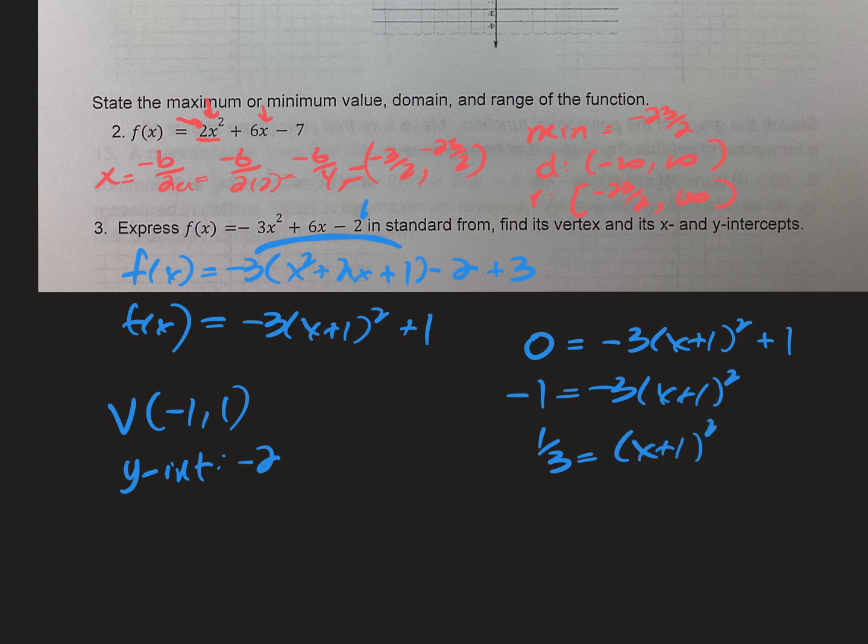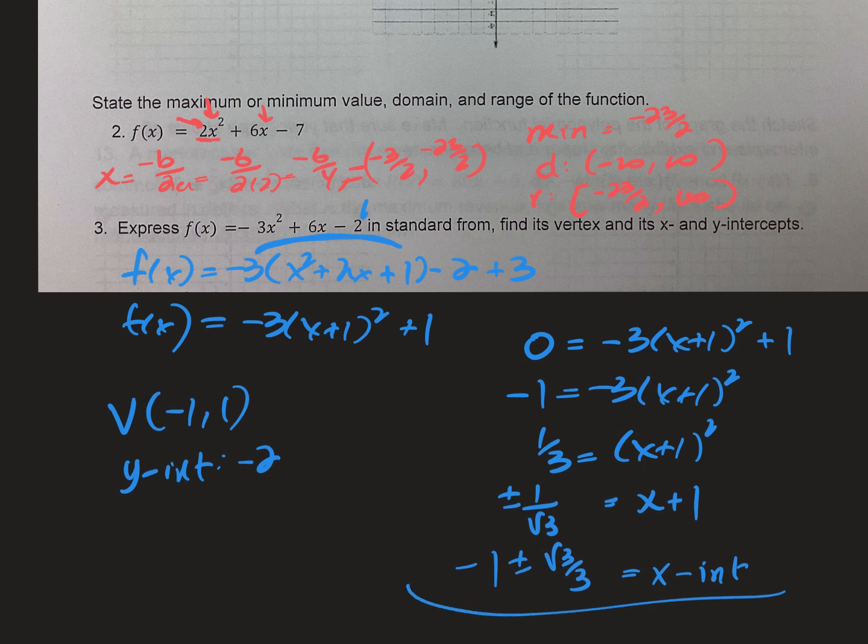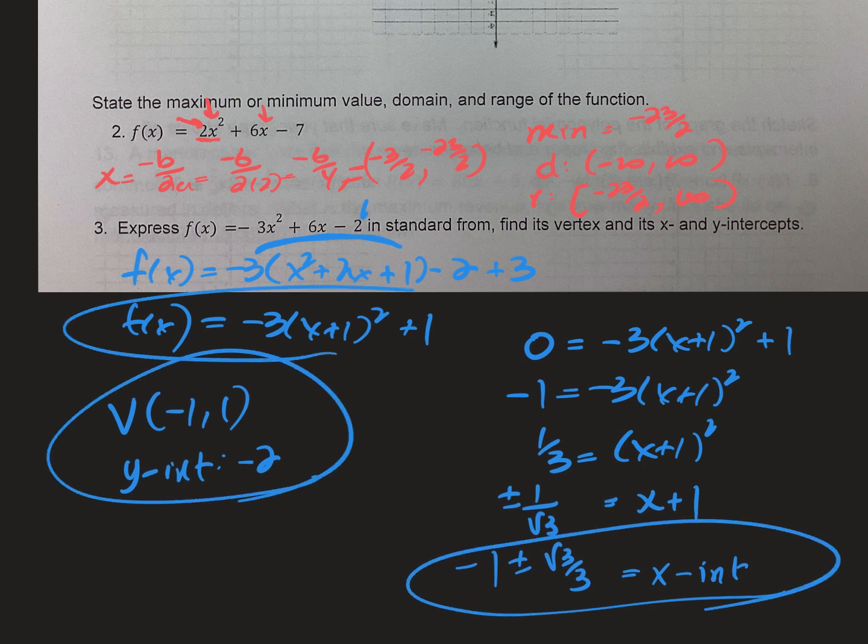It's 1 squared. I got to take the square root. If I take the square root of 1/3, I get plus or minus 1 over the square root of 3, which is really square root of 3 over 3. So I'm going to move the 1 over. So my x-intercepts would be negative 1 plus or minus square root of 3 over 3. Those are the two x-intercepts right there. Remember, x-intercepts are zeros or solutions. You actually have to solve the problem. So that problem's got a bunch of answers. I circled a bunch of stuff. Standard form, vertex and y-intercept, and x-intercept.